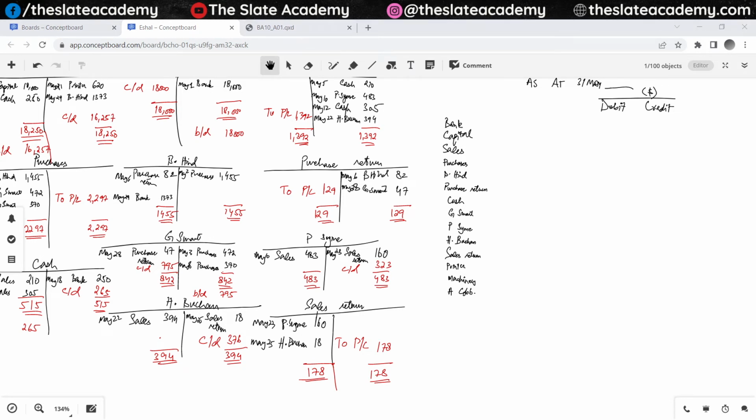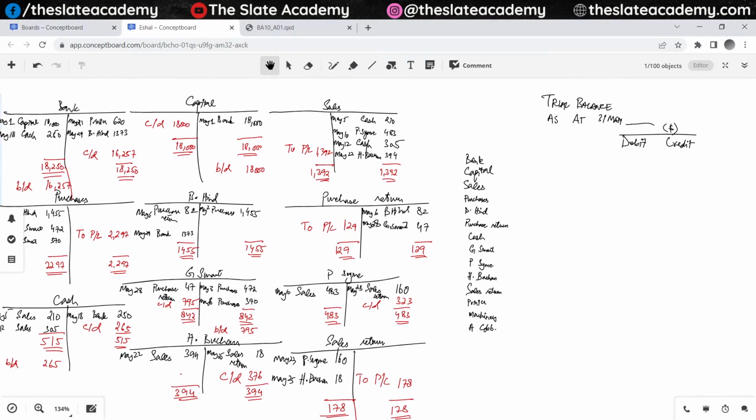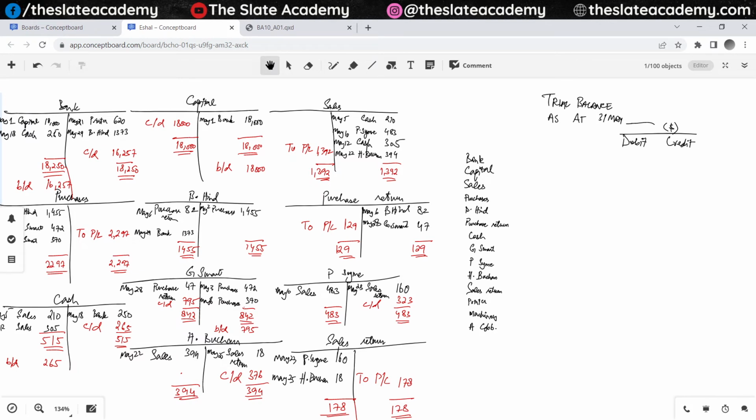Let me know when you're done with listing all these accounts. Okay, ji. The next step is that we'll note the balances for all these accounts. How will we note the balances? For bank, the closing balance, the carried down, is on the credit side. So it will appear on the debit side of trial balance. One way to understand it is T account credit and trial balance debit. But anyhow, this bank would appear on the debit side.